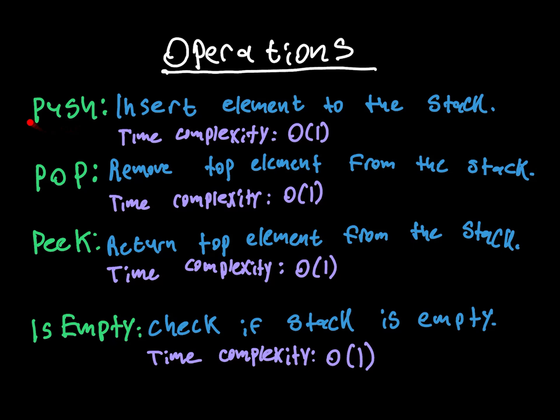For pop, we remove the top element from the stack, and again the time complexity is constant. For peek, we are simply returning the top element from the stack, and once again it's a constant time complexity. For isEmpty, you're simply checking if your stack is empty, and once again that's a constant time complexity. Constant time complexity means that no matter how big the stack is, whether it's 1 item or 1 million items, the operation is going to take the same amount of time to complete regardless of the size of the input. That's what constant time means.